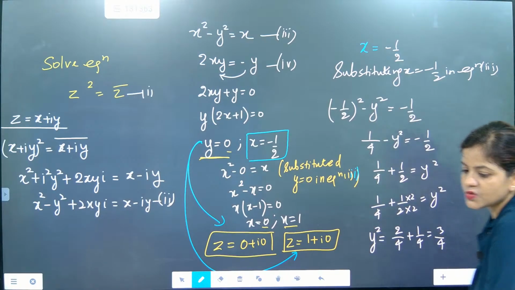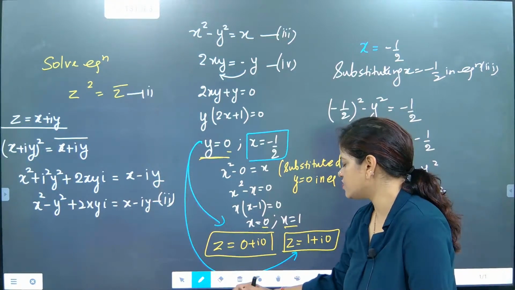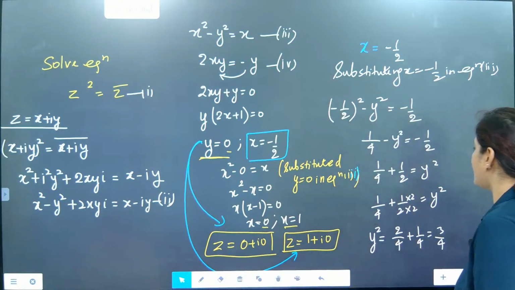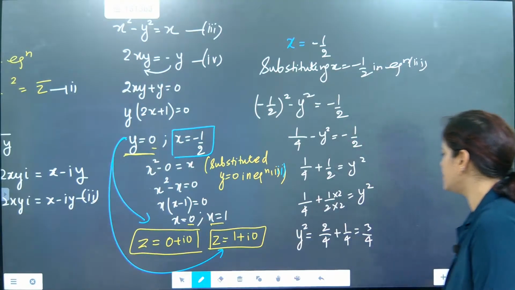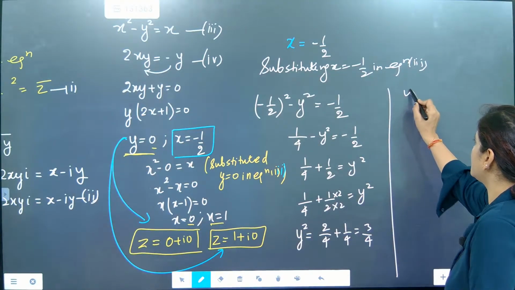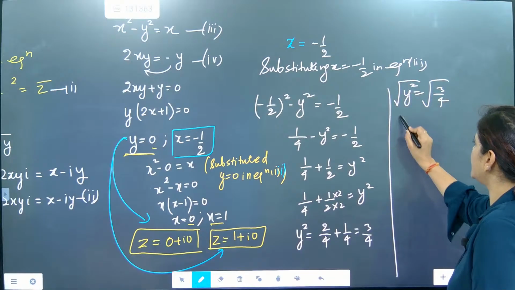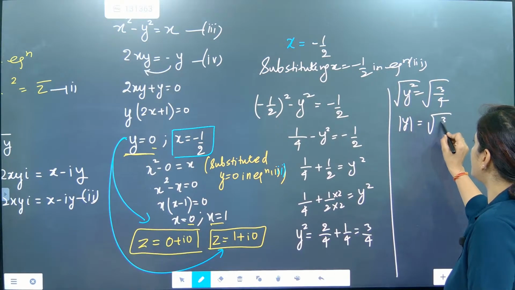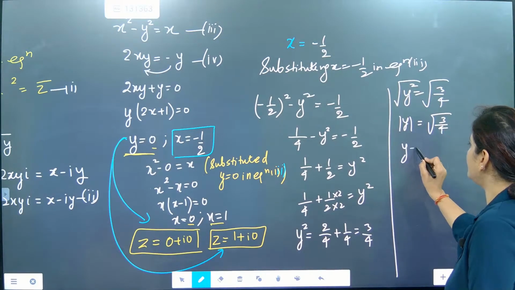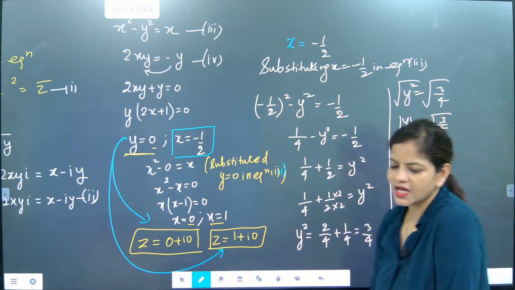So y square you are getting how much, beta? 3 by 4. Once you get y square as 3 by 4, the final work is: y square equal to 3 by 4. Take root on both sides. Modulus of y equal to root 3 by 4. Then y will be equal to plus minus root 3 by 2. Bingo, we got the answer, beta.